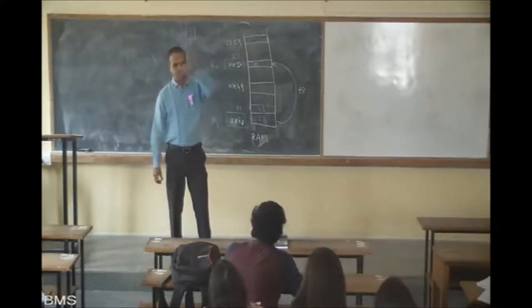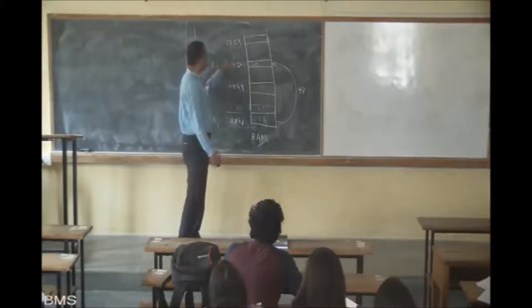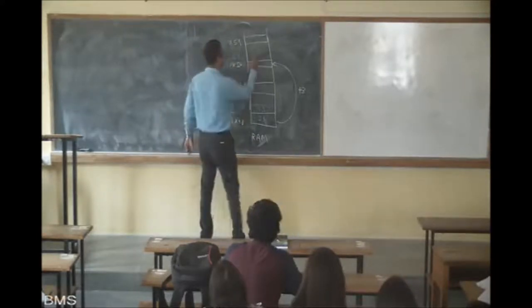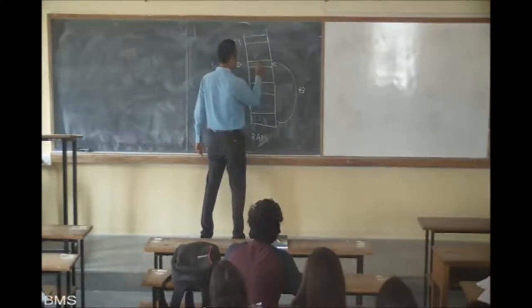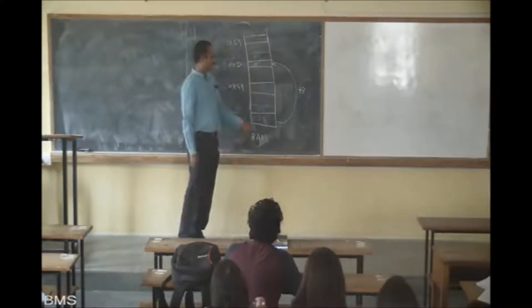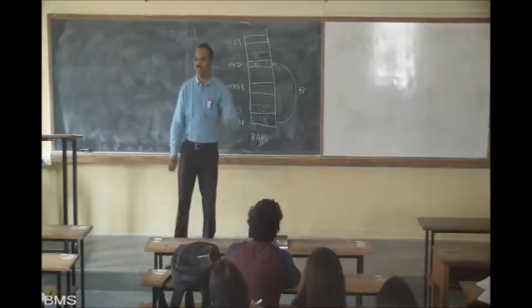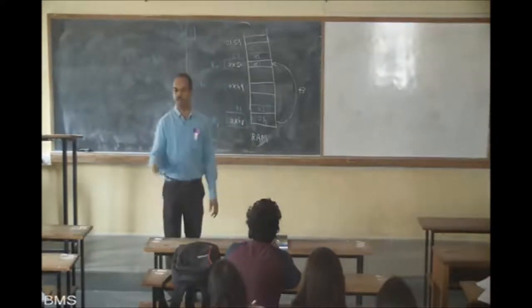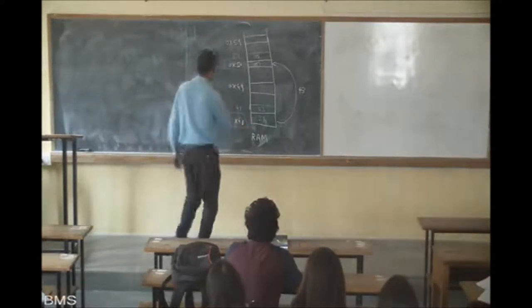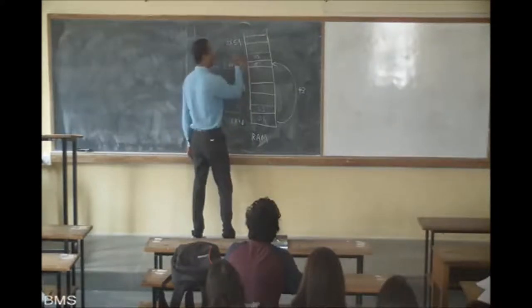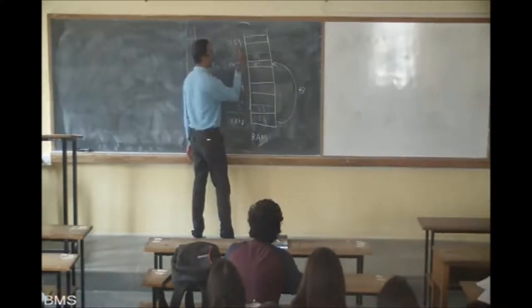Move A to R0. R0 is 51. So 7 is moved here. Here is the 27. 6 is moved here. Then what is the next statement? Increment R1, so that it becomes 42. Next, increment R0, it becomes 52.